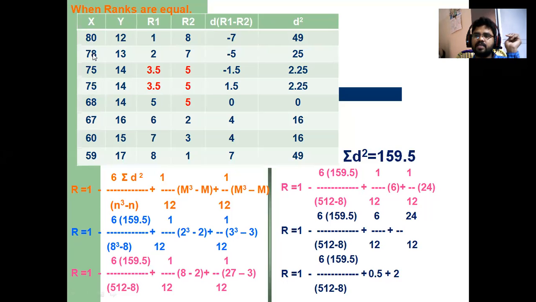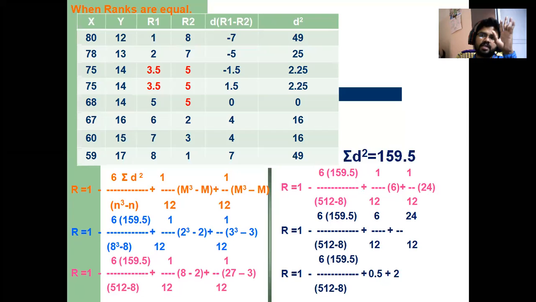One person has got 80, 78, 75, 75, 68, 67, 60, 59. So two persons have got equal marks in this particular exam, economics. Whereas for Y, public administration, one person has got 12 marks, another 13, 14, 14, then 16, 15, 17. Here three people have got equal marks of 14. In the X subject, two people got the same marks, 75, 75. What do we have to do? How can we give ranks to them? That is the main question.